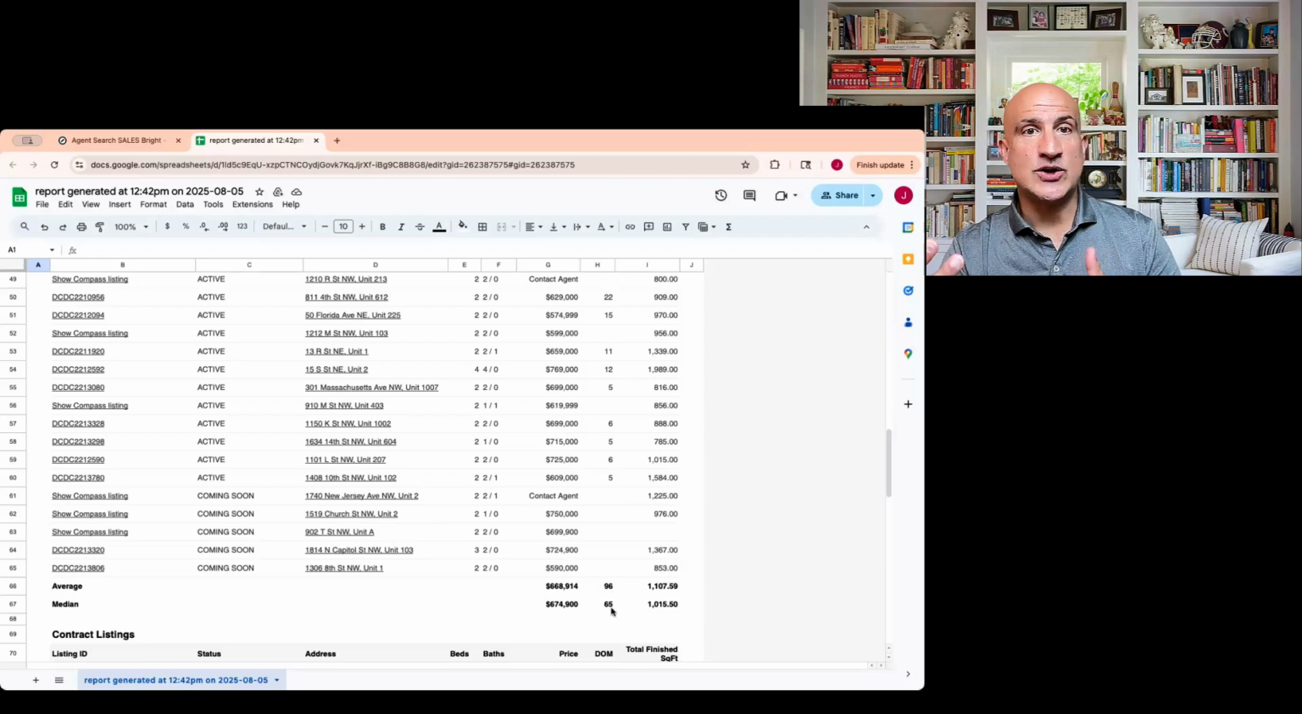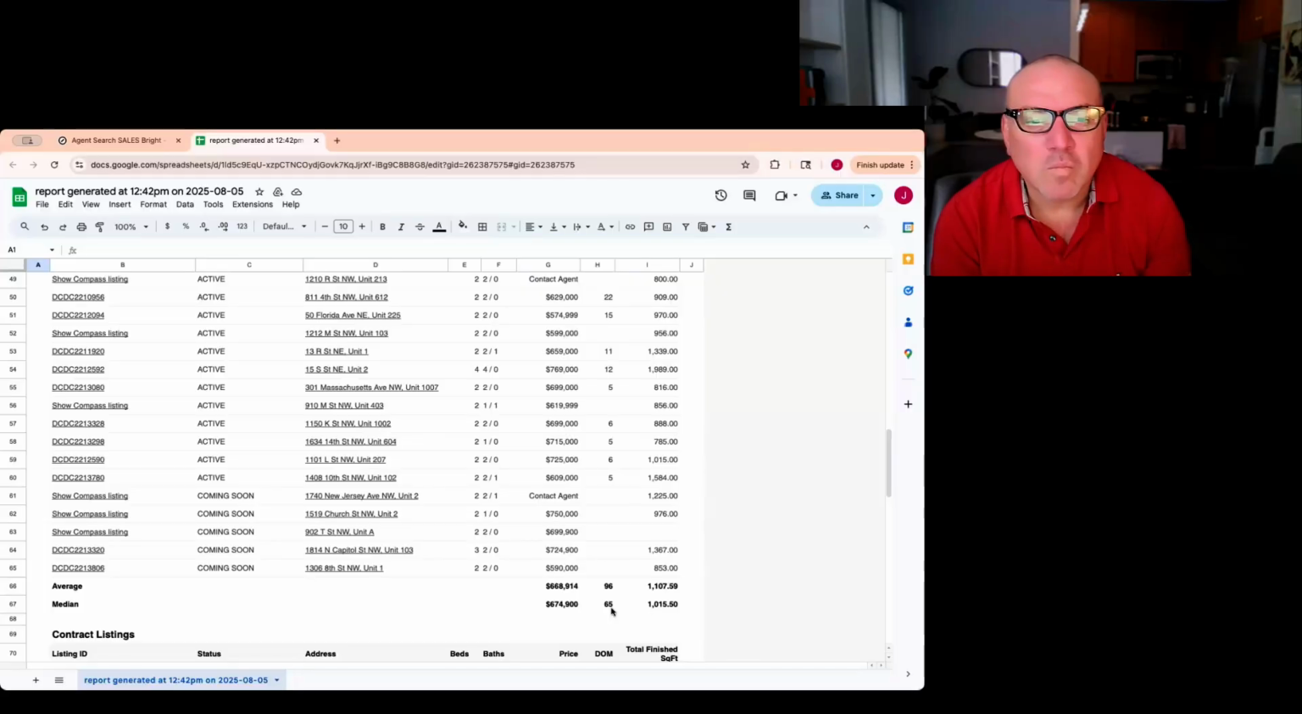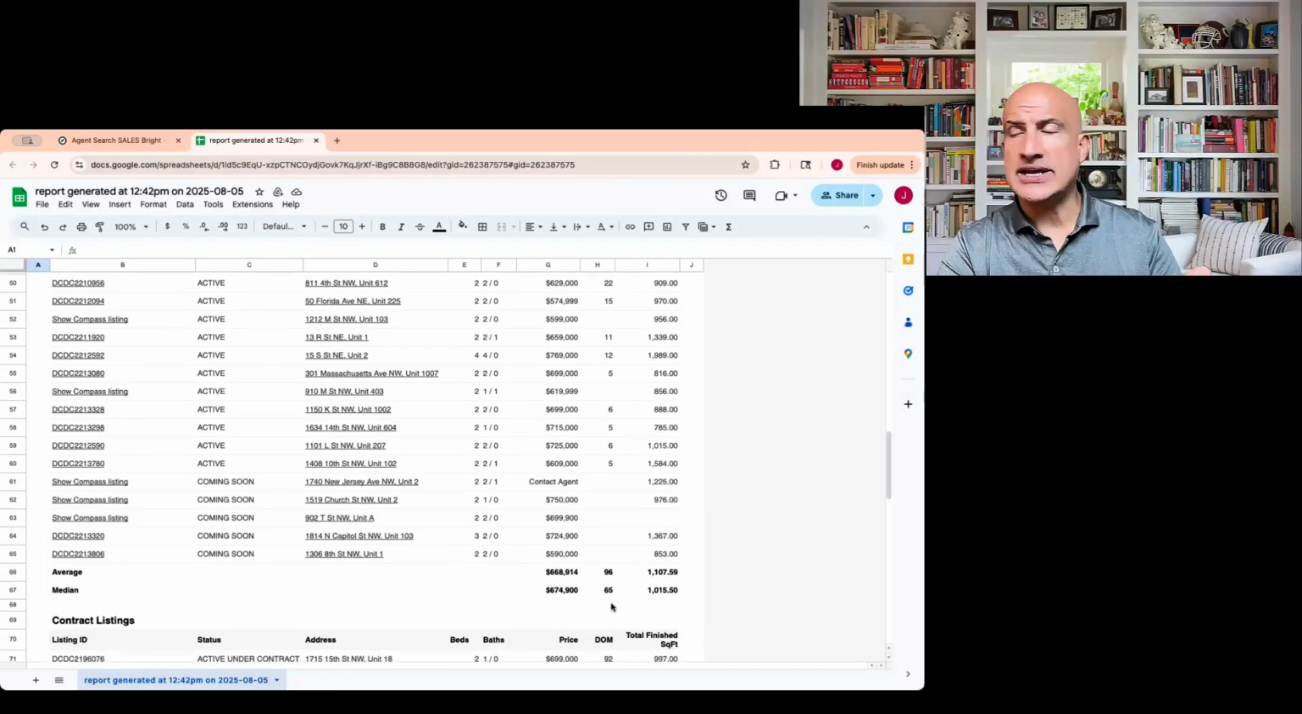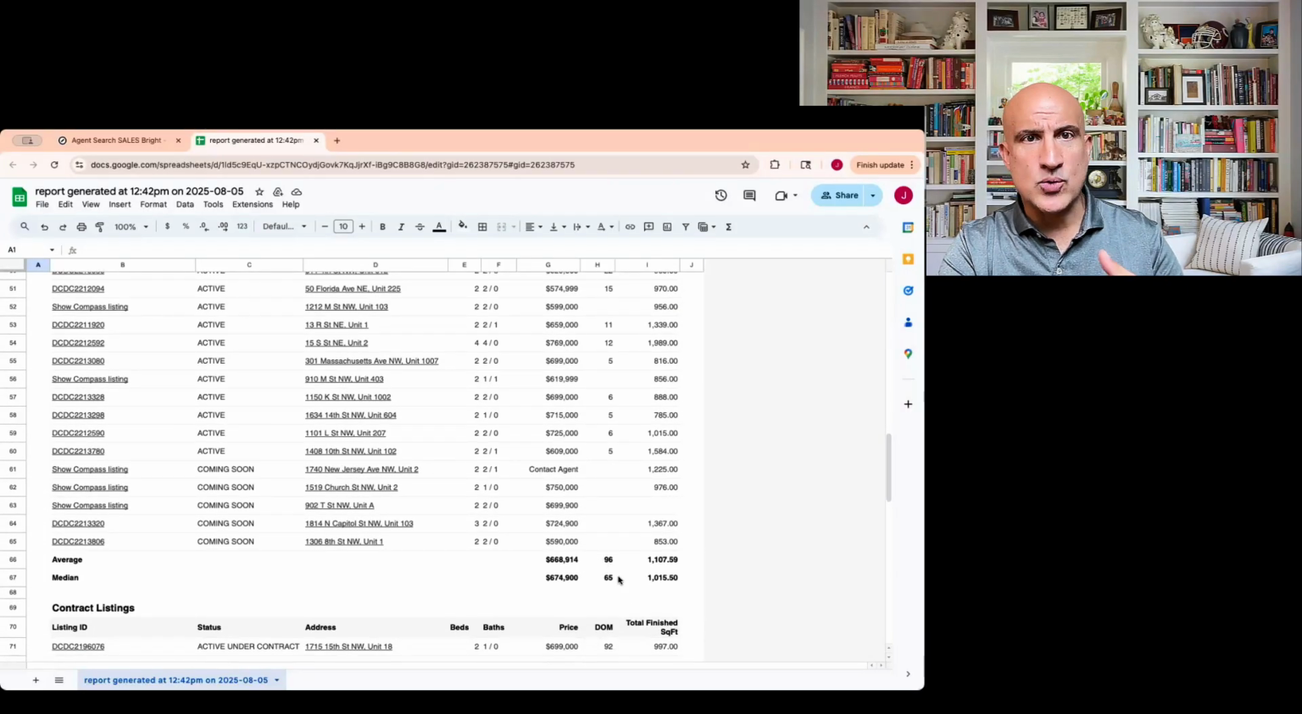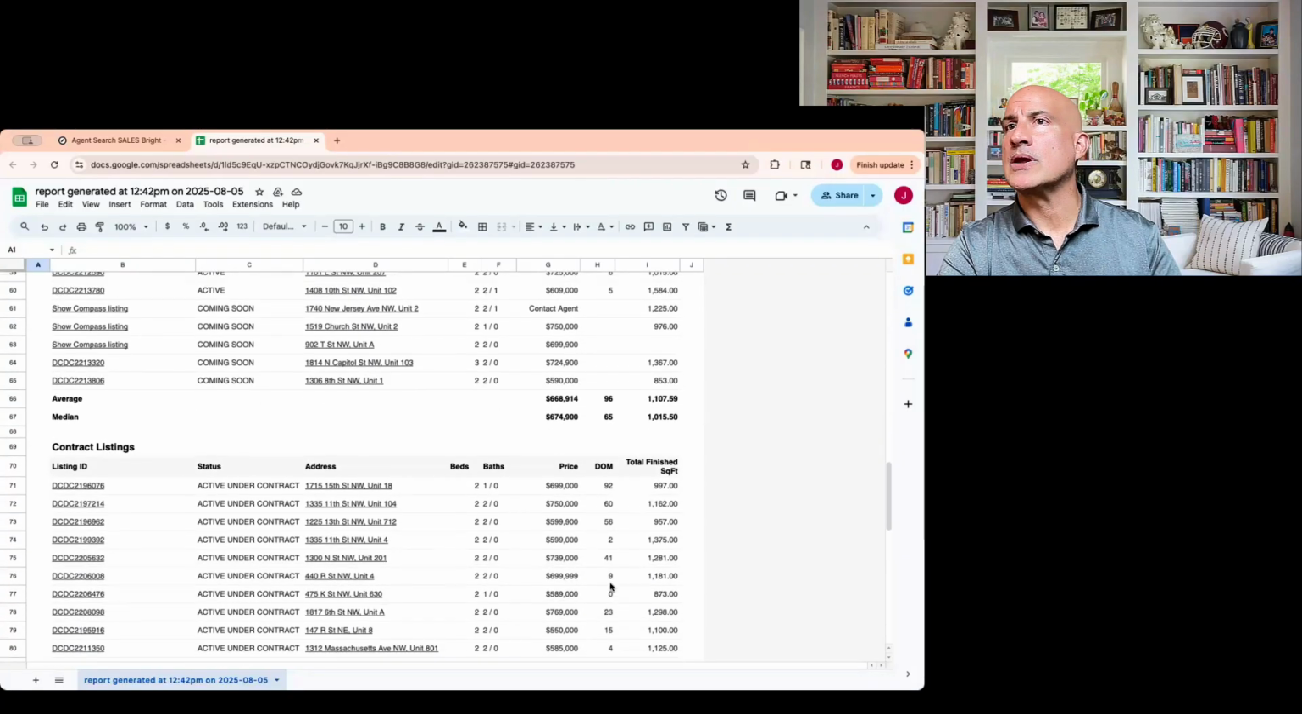65 days again tells me not a super strong seller's market. Any market that's over 30 days but less than, I'd say, 3 or 4 months is a seller's market, but a weak seller's market. So it's not a bad market, just not a real hot market.